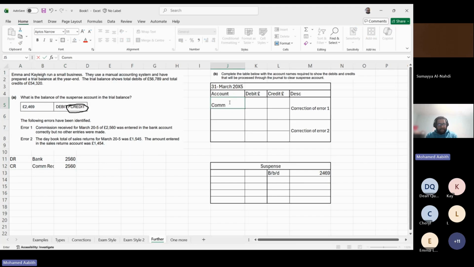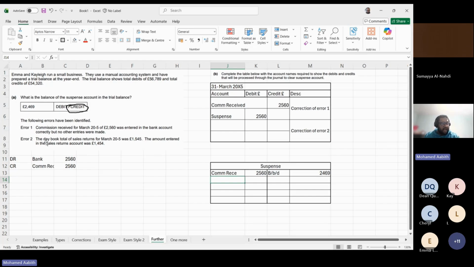So we're going to say here commission received, and this is going to be 2560 on the credit side because it's an income account. This wasn't entered. Now we're entering it. Since the bank account has already been there, the only account I can enter now is the suspense account. Suspense account 2560. So let's say here 2560. Here we say commission received. Has that cleared my suspense account yet? No, it hasn't cleared it yet.